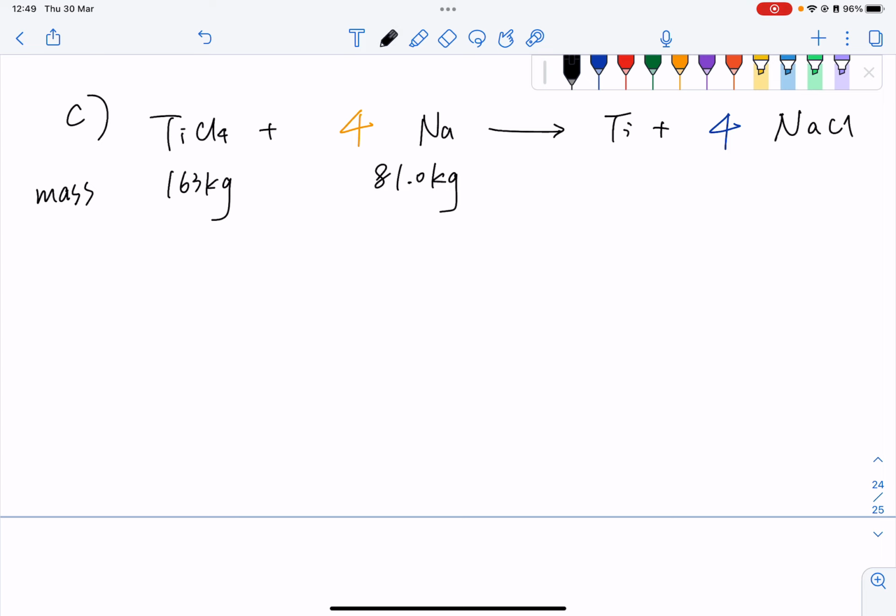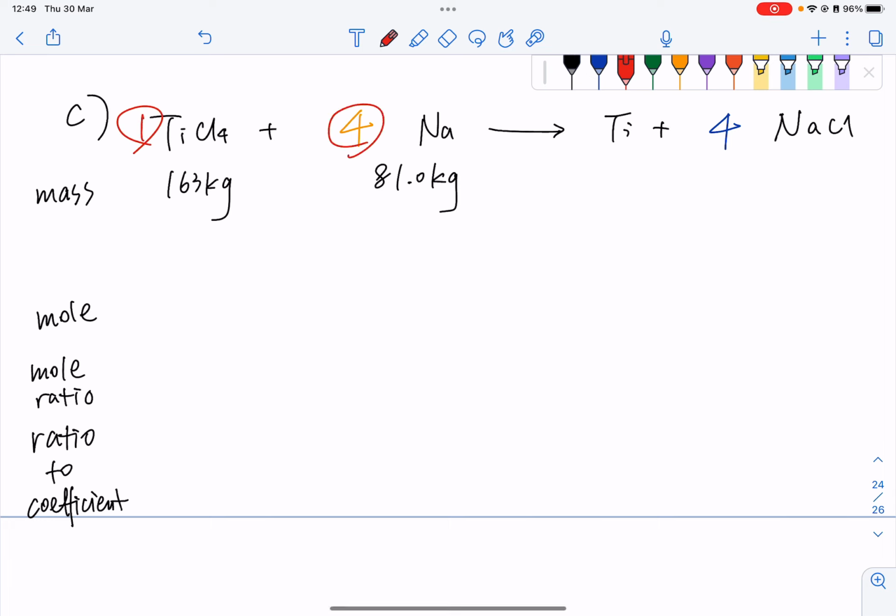Okay, now let's try to calculate the moles first. If we want to get the limiting reagent, the first thing is to know the ratio to coefficient, right? Oh, I forgot about one part here. Right here, ratio to coefficient. Remember, the coefficient is actually equal to our mole ratio here, right? If we take a look at the mole ratios, this one should be 1, this one should be 4. Now we put a 1 to 4 here.